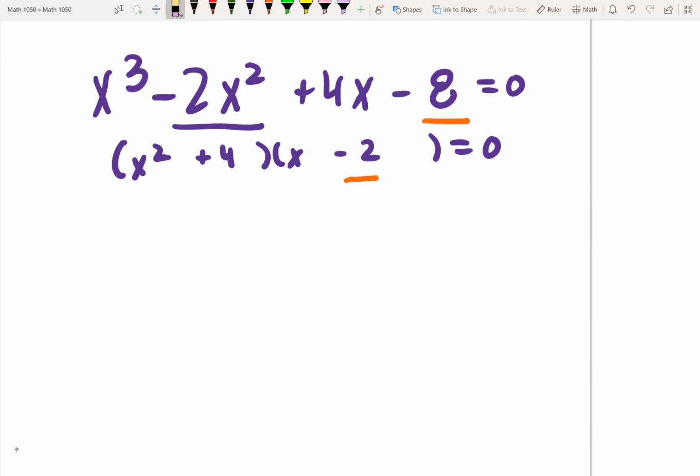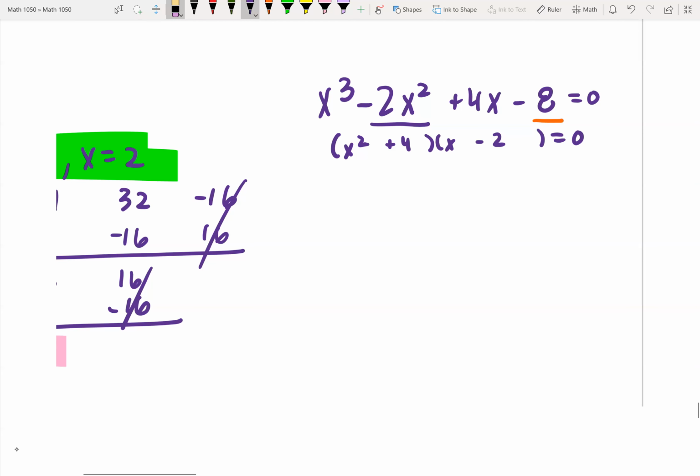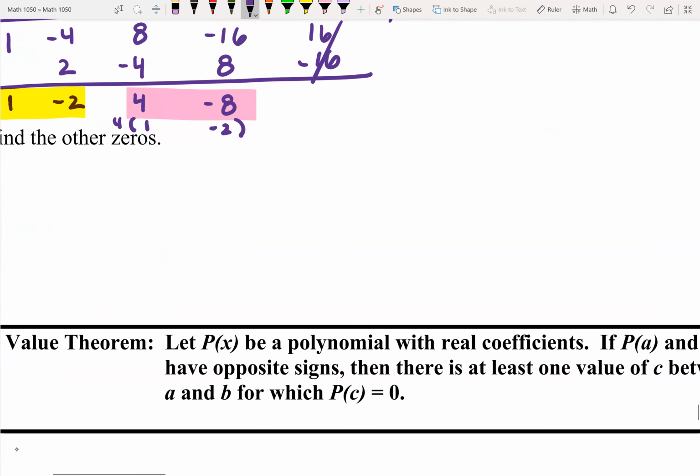Okay, now the x minus 2 gives you x equals 2, and I've got that right there. This x squared plus 4 doesn't factor, so I'm going to take it to my other 0. So x to the second plus 4 equals 0, and now I solve that.